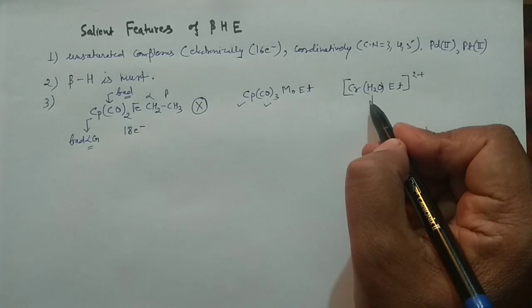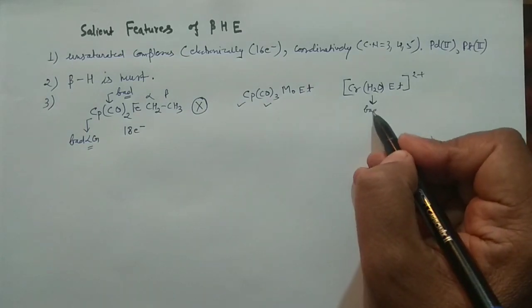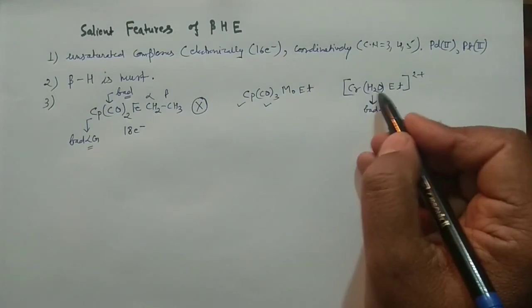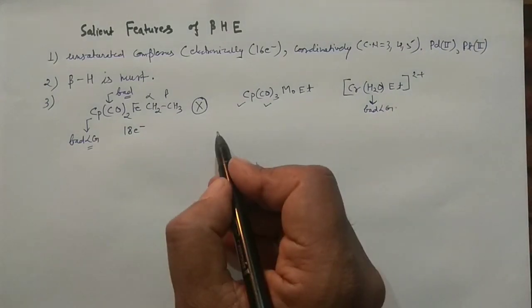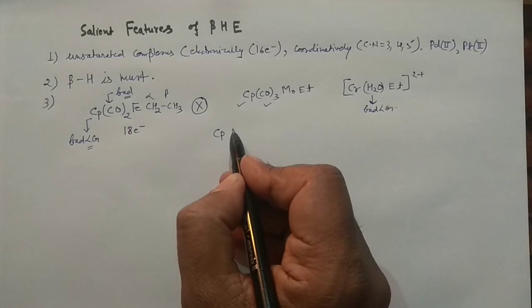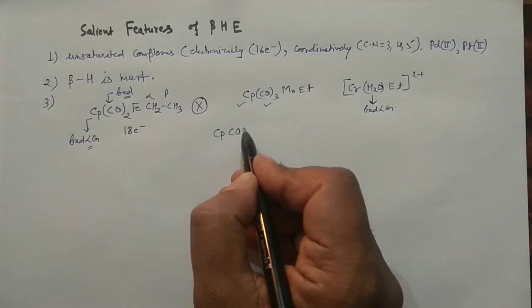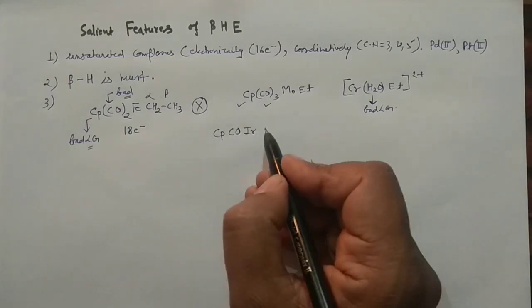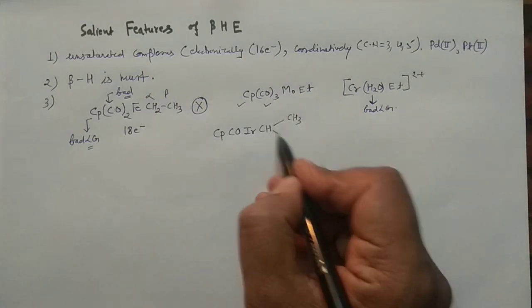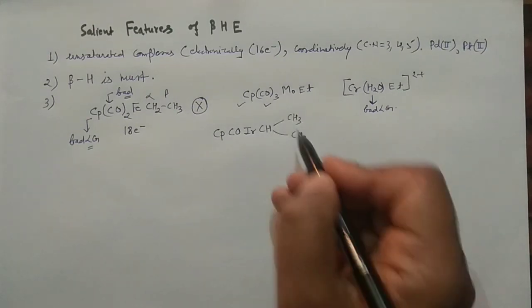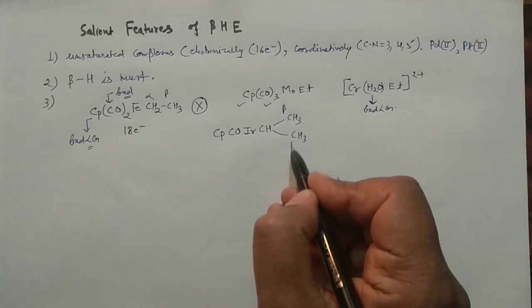So again, you see, this is not a very good leaving group, so it is a bad LG, so it will also not do this kind of reaction. Similarly, you can have, say, your cyclopentadienyl, your carbonyl, then you are having an iridium complex, and this is CH, and here you are having the CH3, here also you are having the CH3. So this is your beta position, this is your beta position.